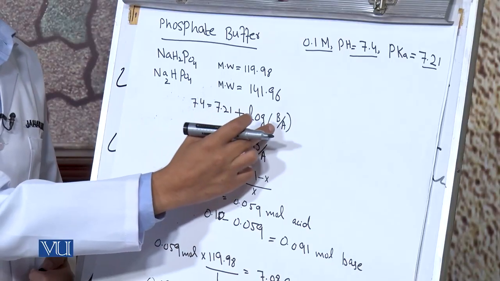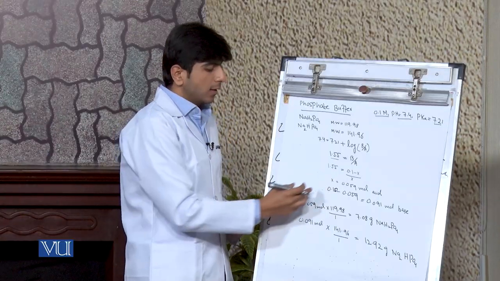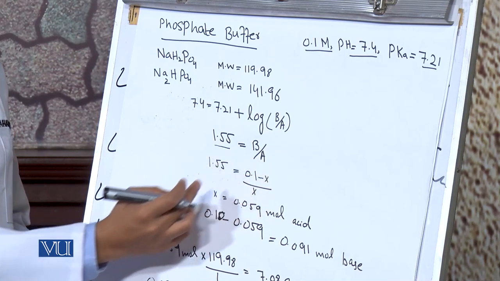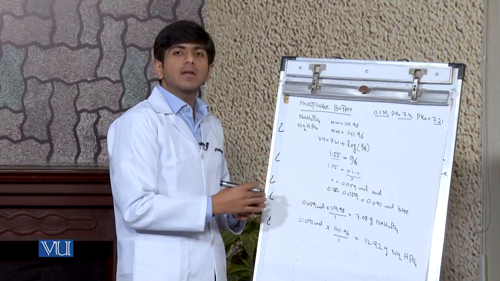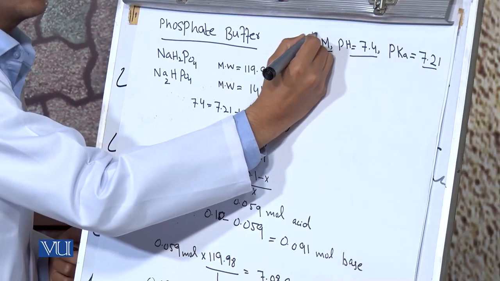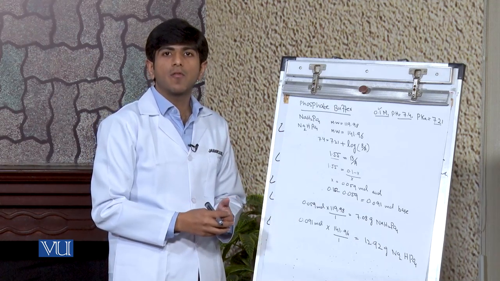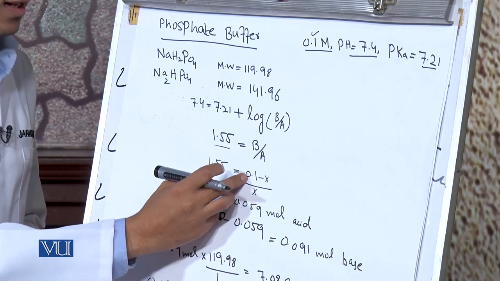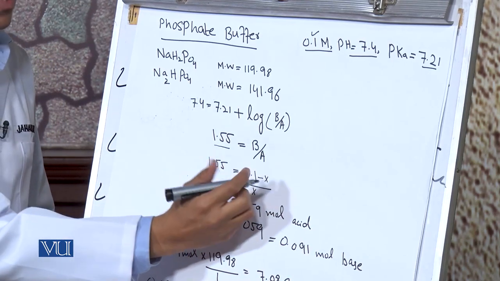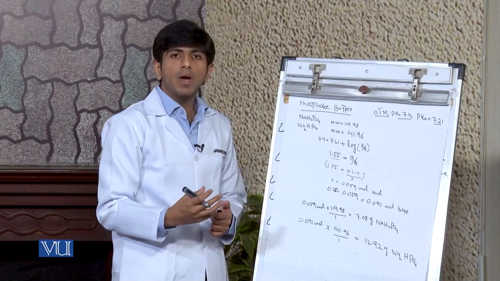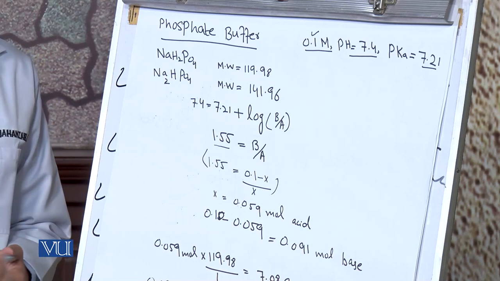By solving this equation, we will have this result. After that, to evaluate the moles of base and moles of acid, we will solve this equation by giving the value of moles that we want to create for this buffer. For example, we want to make 0.1 molar phosphate buffer. So we will put 0.1 here and solve it with this value. From this equation, we can evaluate the moles of acid.